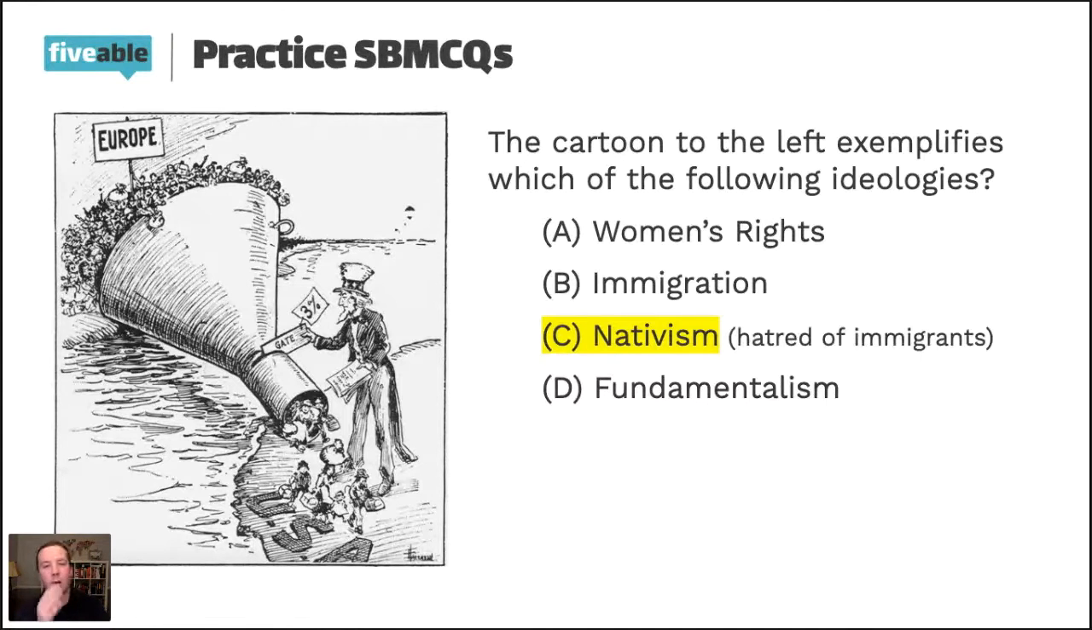Nice job. One technique for cartoons, if you're trying to figure out the point of view here, is to think, what would it look like if it was the opposite? So does this make it look like Uncle Sam wants more people to come? Does it make it look like it would be beneficial for more immigrants to come? Does it show the benefits of immigration? No, it doesn't.